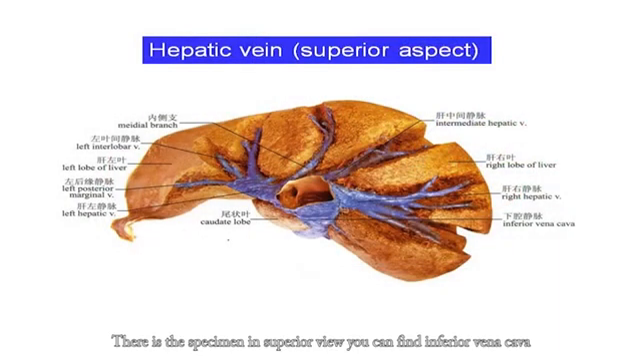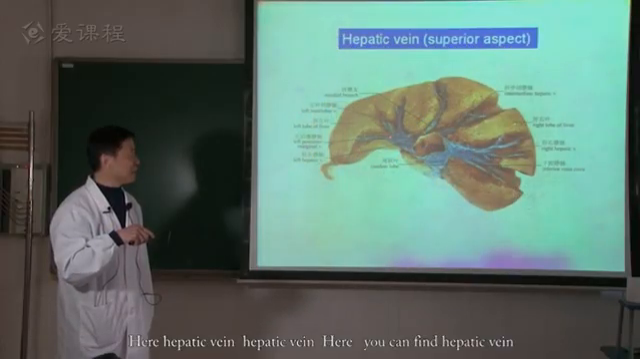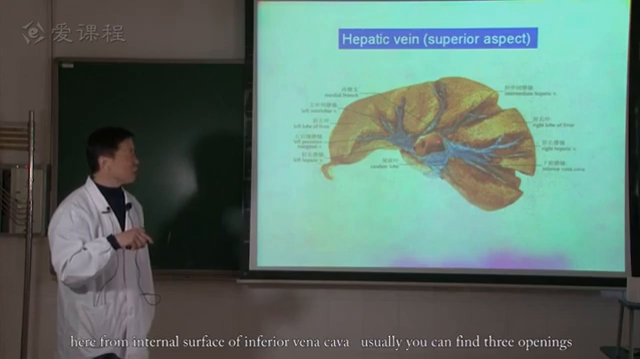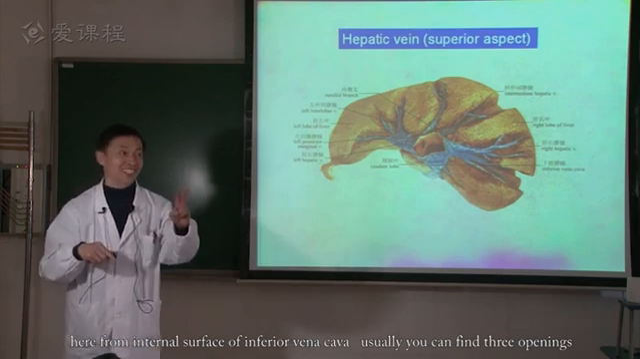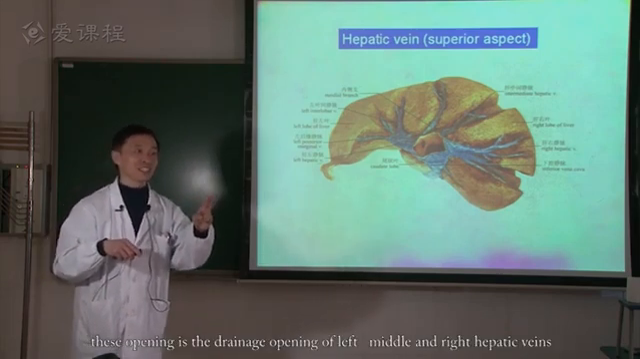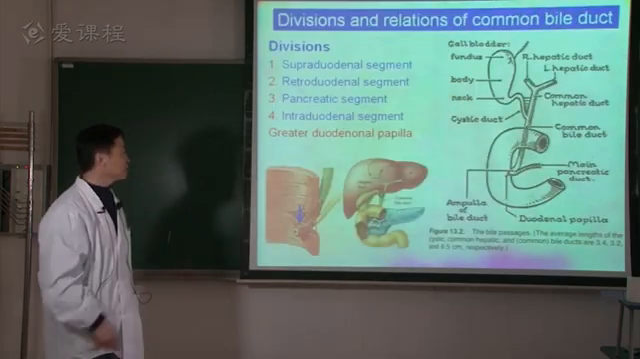Here is a specimen. It's a superior view. You can find the inferior vena cava. Here, the hepatic vein. You can find it from the internal surface of the inferior vena cava. You can usually find there are three openings. The three openings are the drainage openings of the left, middle, and right hepatic veins.